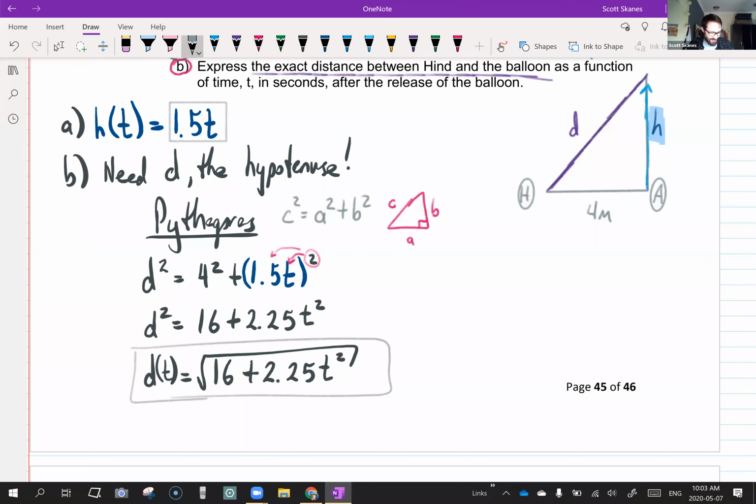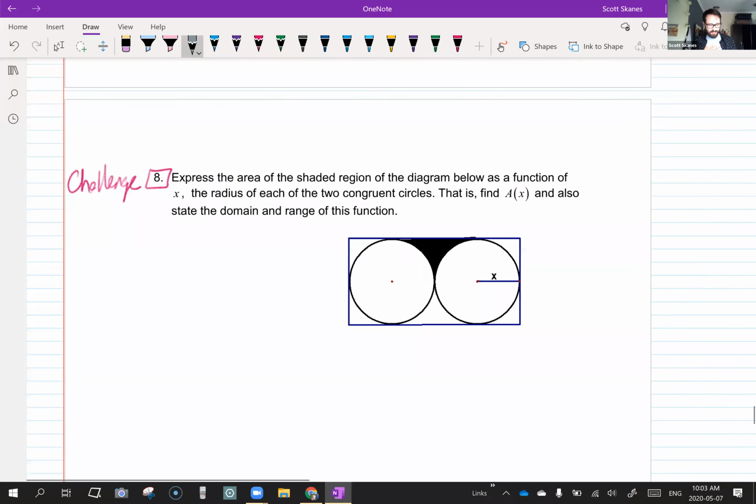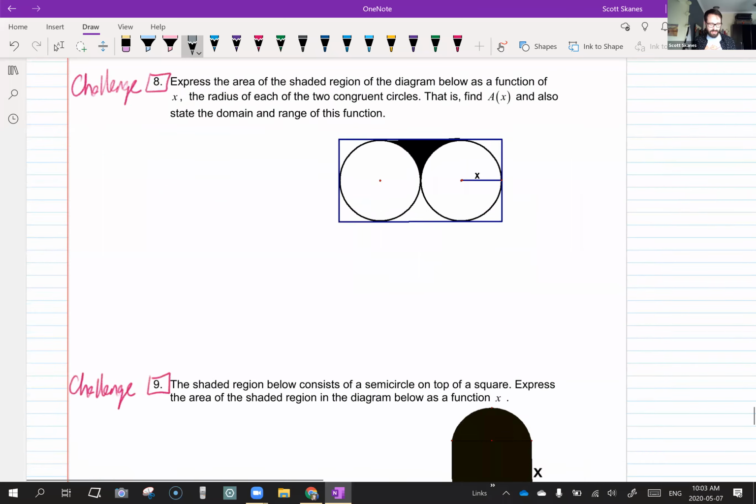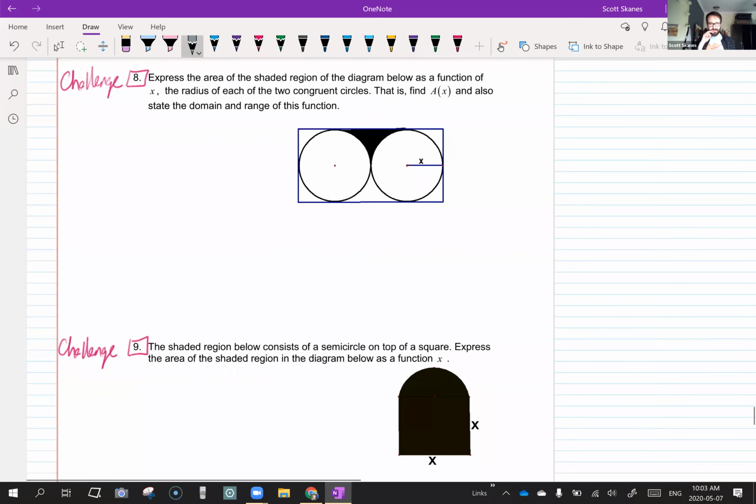But anyways, so that's the level of difficulty of the questions that I would expect you to be able to do. The reason I mention level of difficulty is these two questions, 8 and 9, are suddenly a very big jump in difficulty. And so they are challenge questions, and they are very much that.